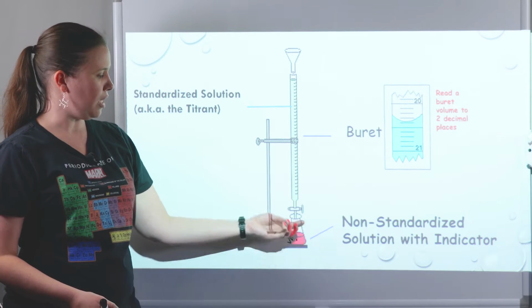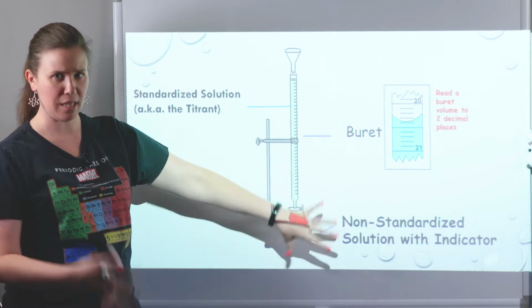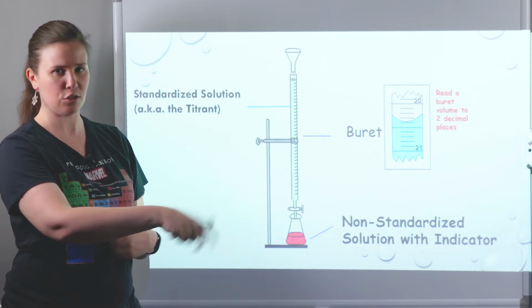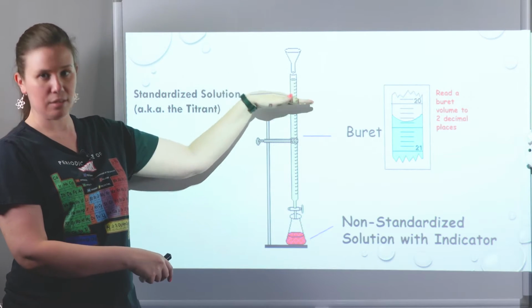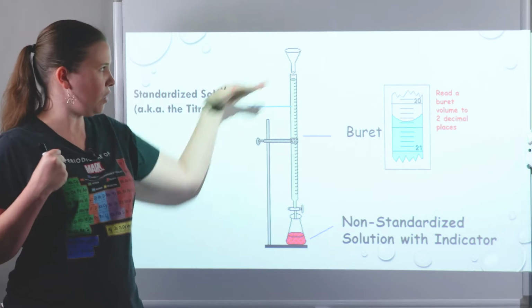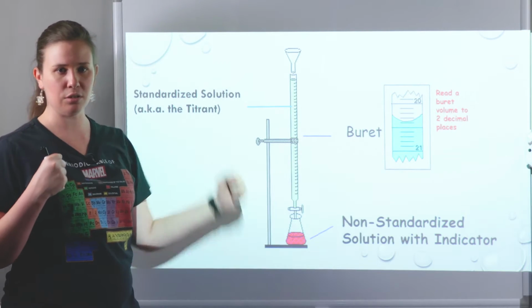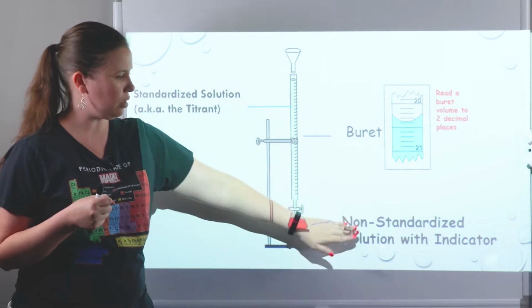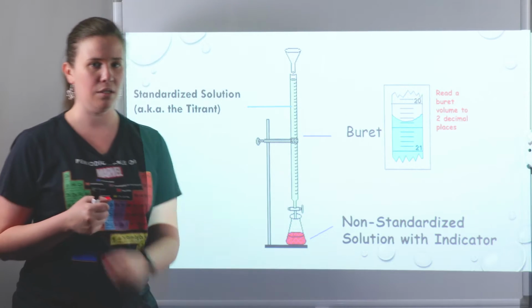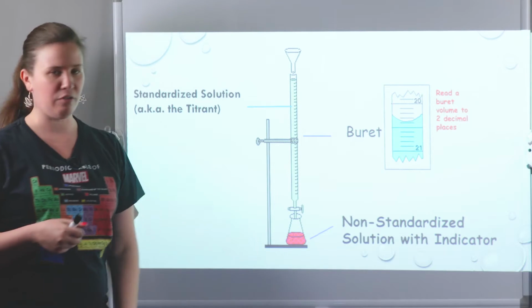So to pour out the extra, you would not want to use your intended flask. You may want to use like just an extra beaker or something to get it to the 0 mark. And then when you've got it at the 0 mark and you're ready to start your titration, have your pre-measured, non-standardized solution with the indicator ready to go and put that Erlenmeyer flask underneath it.